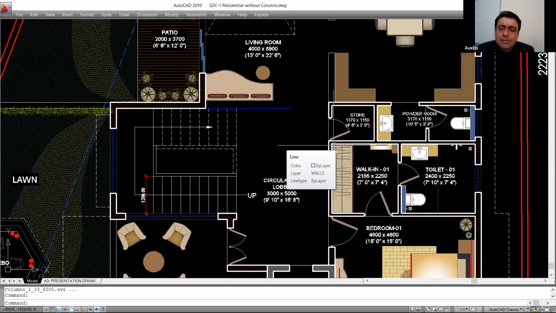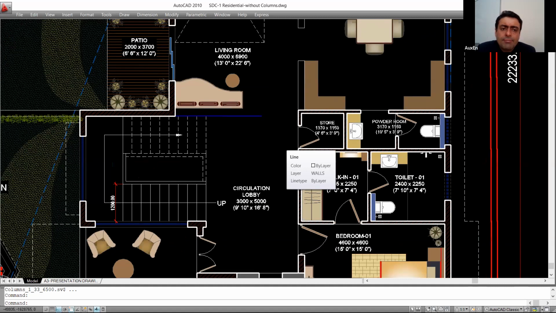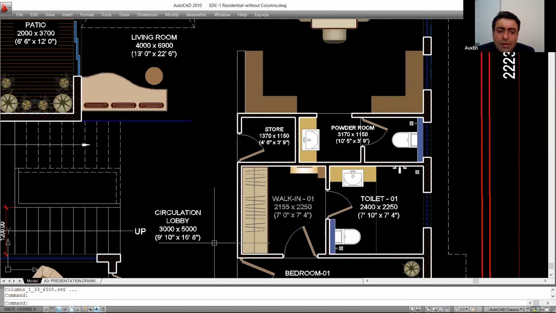No, my thought was that they could have brought this powder toilet to the front. My idea was to bring the powder toilet to the front and maybe take the store to the back. But of course, there would be some other issues that the client may not have been ready with. So that is how they have the arrangement over here. Okay.